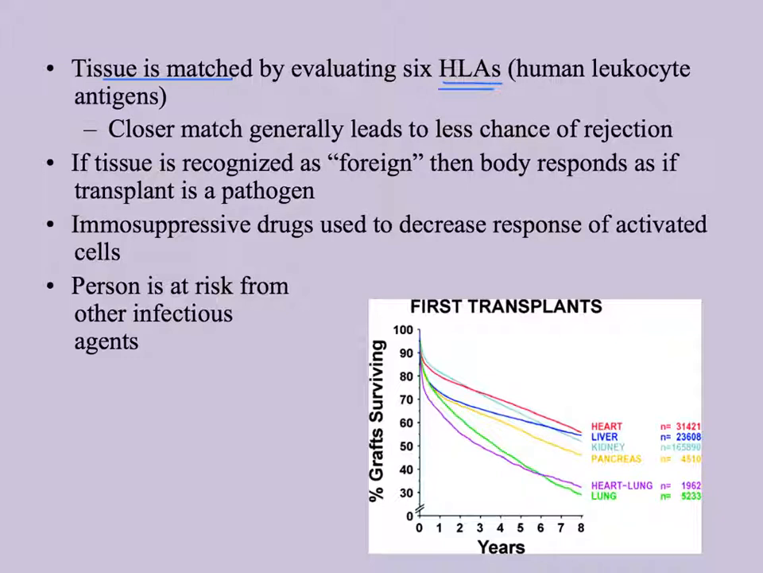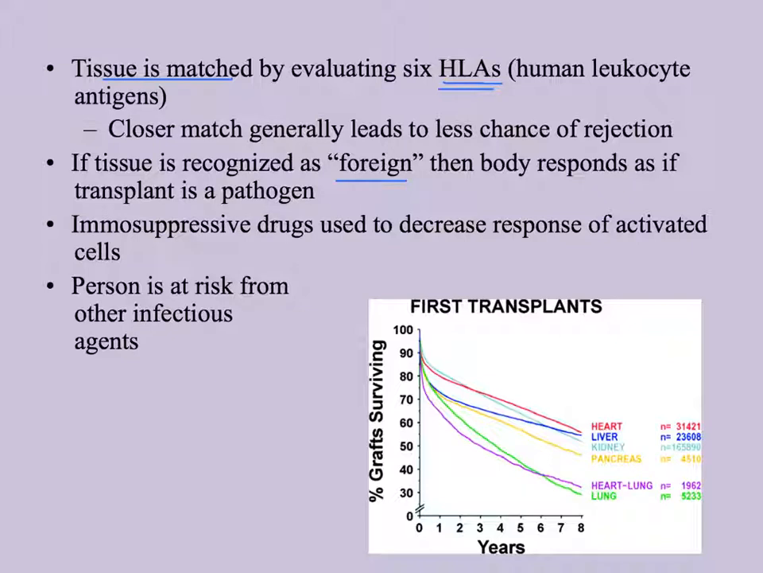The closer a match, and if you've got 5 out of the 6 matching between the donor and the recipient, then your chances of having a successful transplant without rejection occurring quickly are much better. But it's not completely understood all of the factors that go into rejection of organ transplants, and so even a high level of match sometimes is not successful. Of course, what's happening in the organ transplant is that this tissue is being recognized as something foreign, not self, and so the body responds as if the transplanted organ is a pathogen.